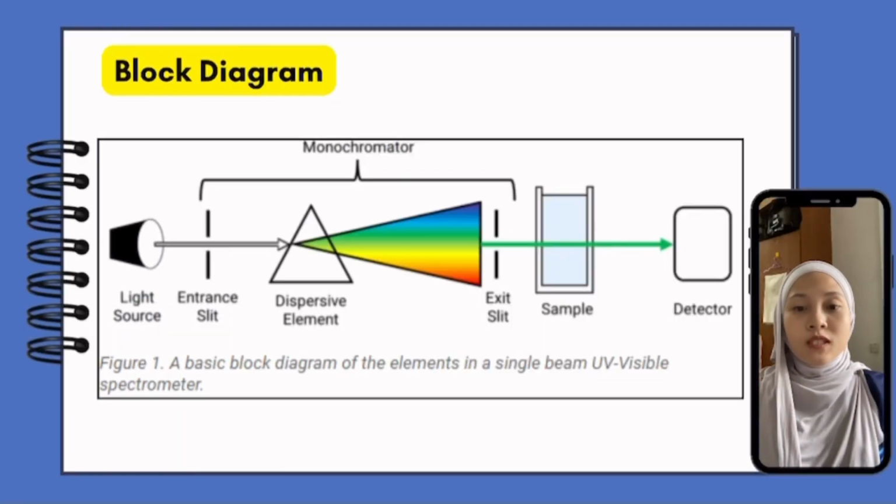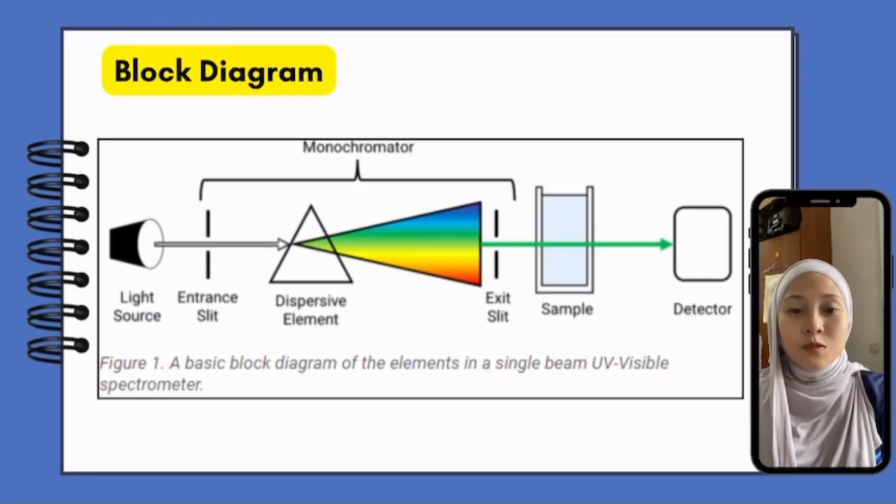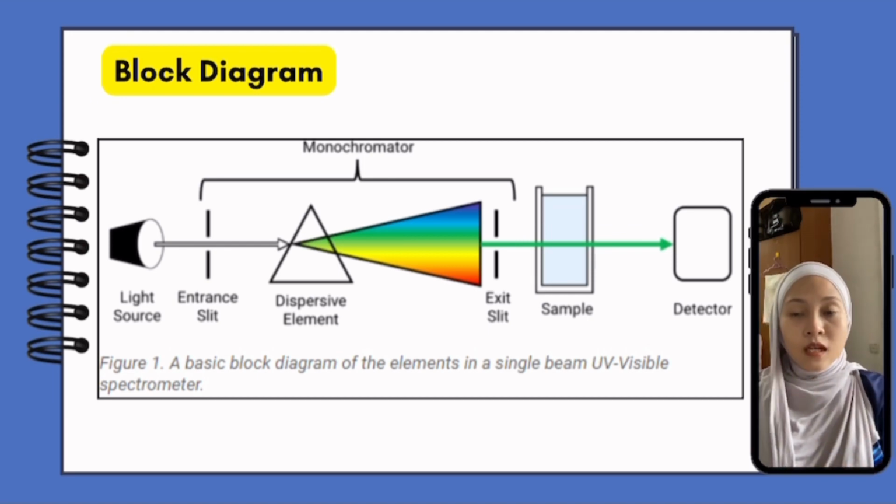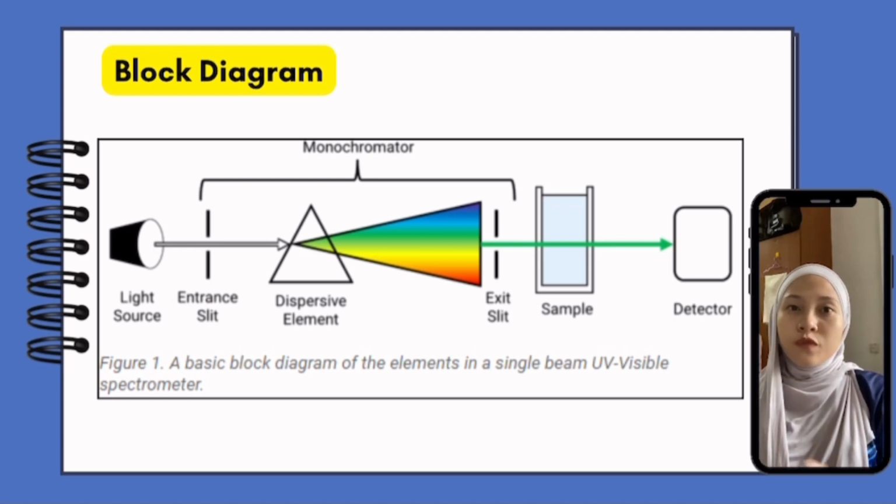Thank you for the introduction of the UV visible spectrometer. Now I would like to continue with the block diagram of a single beam UV visible spectrometer. So here are the components. The first one, as you can see, is the light source. This light source emits light that covers a wide range of wavelengths. It typically includes both UV and visible light.